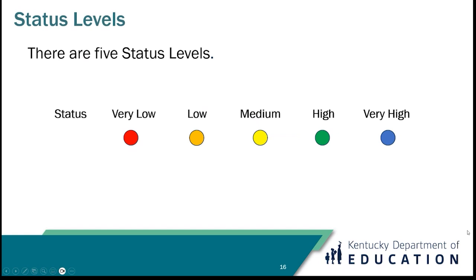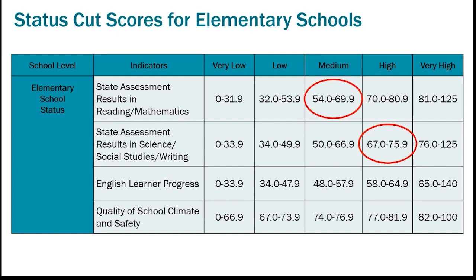The numeric status score for each indicator in our example will then be assigned a color status level. Red is very low, orange is low, yellow, medium, green is high, and blue indicates very high. Here we have the elementary cut score table. We can see that the score of 66.9 for reading and mathematics falls into the yellow medium status level, and the score of 69.2 for science, social studies, and writing falls into the green high status level.